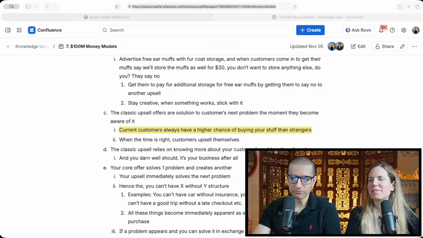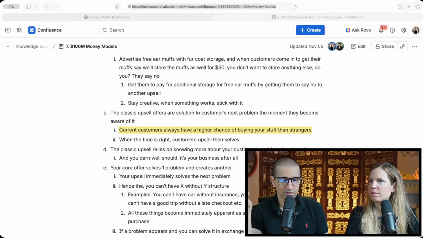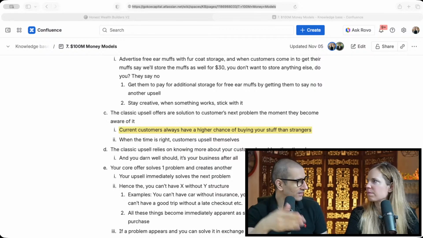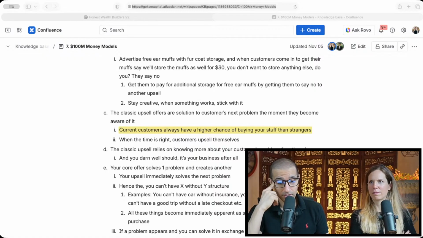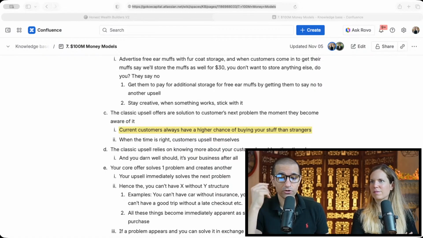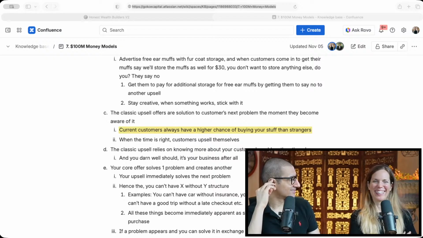So when customers come in to get their free earmuffs, they'll say, all right, we'll store the earmuffs as well for $20 a month. You don't want to store anything else, do you? This line is called an assumed clause. You say, well, we'll just store it for you, because they already have the coat being stored there. So we'll store it for another $20. Do you want anything else, or you don't want any? So it's a no question. You don't want anything else, do you? Their no answer is essentially saying yes to your offer. That's genius.